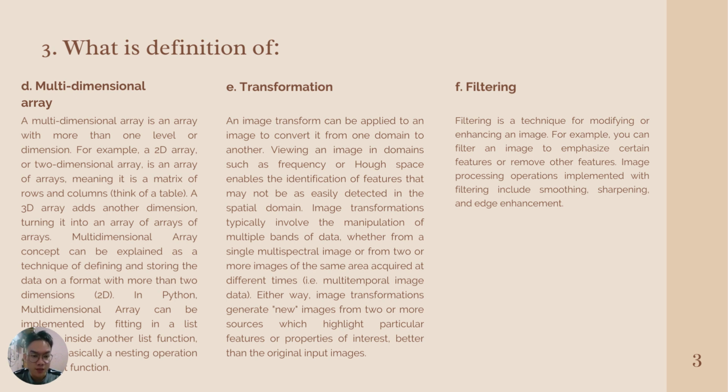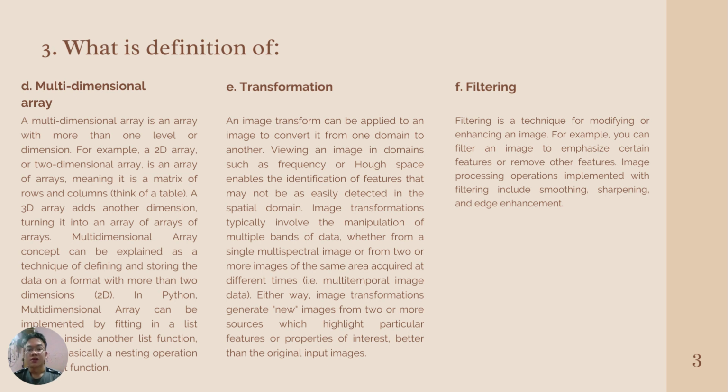Image transformations typically involve the manipulation of multiple bands of data, whether from a single multispectral image or from two or more images of the same area acquired at different times, for example multi-temporal image data. Either way, image transformation generates new images from two or more sources which highlight particular features or properties of interest better than the original input image.